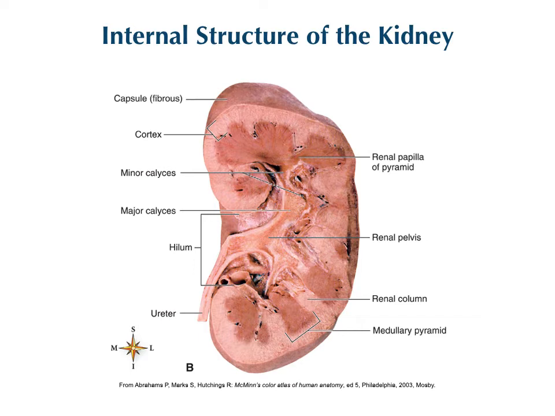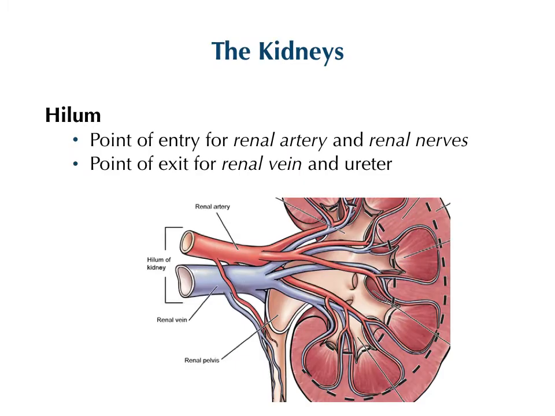Here you see a preserved human specimen of a right kidney that you can compare to the artist's rendering. Let's go through the major structures of the kidney, beginning with the hilum, which is the concave notch through which the renal blood vessels and other structures enter or leave the kidney.